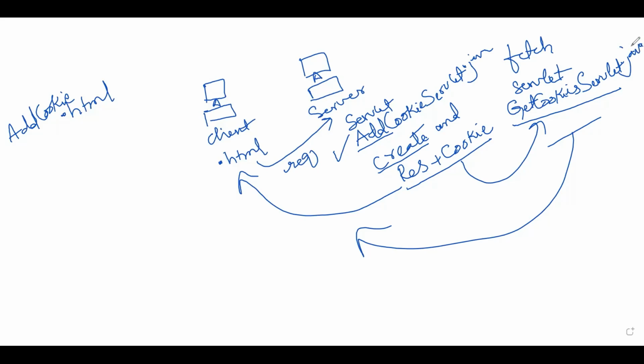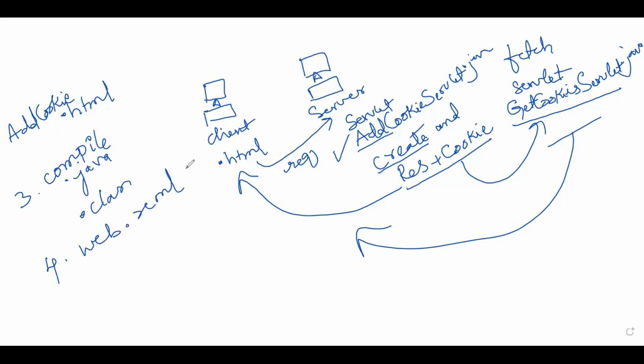After I create these three documents, the next step is I'm going to compile my .java files. After the compilation, I'll get the bytecode, which is nothing but the .class files. Once I get the .class files, the next step is I'll create the web.xml file, where I'll do all the mapping and all that.